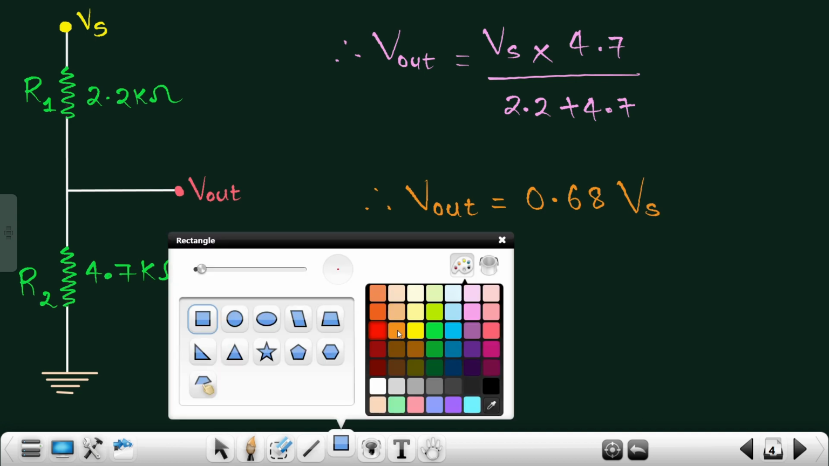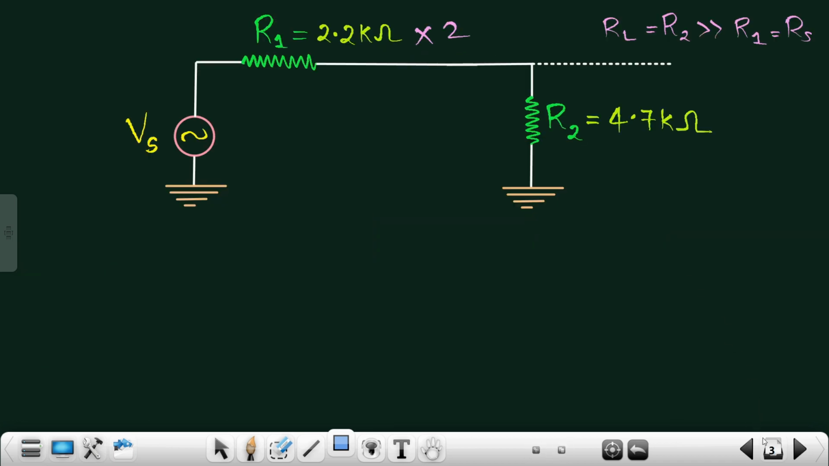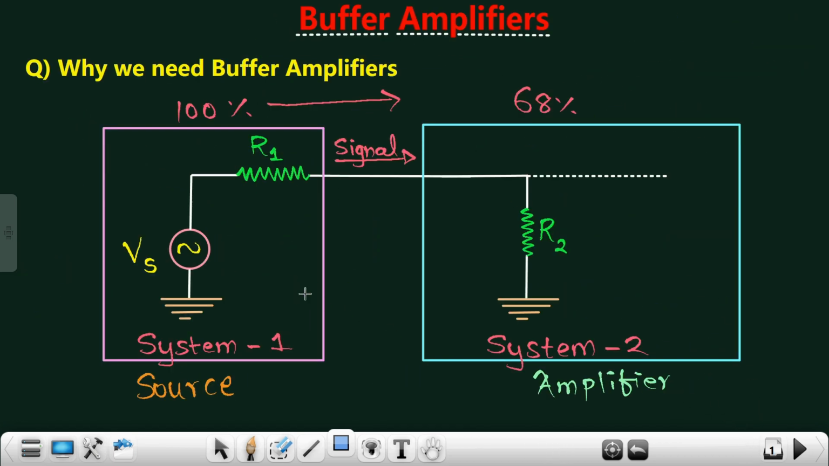Now what does that mean? Let me just highlight this particular point. Let me come to this diagram, I had written over here. That means my source, my system 1, is providing 100% of the signal from its side, right? But when this signal comes to the amplifier part, the amplifier is only getting 68% of the signal. That means we are losing around 32% of the signal, or 32% of the signal is acting as a loss signal, right?